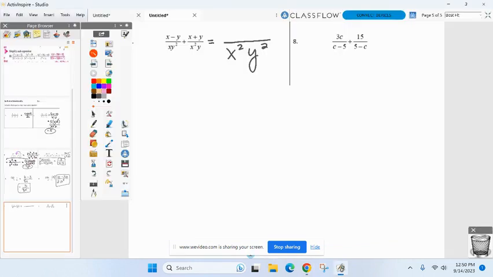10, Kate, ready? What's the denominator in the first fraction? X, Y squared. Good. Now look at that, Kate, and my common denominator. What do I have to multiply xy squared by to get x squared y squared? What's it missing? An x. Everyone agrees?